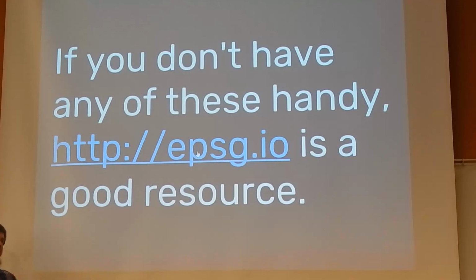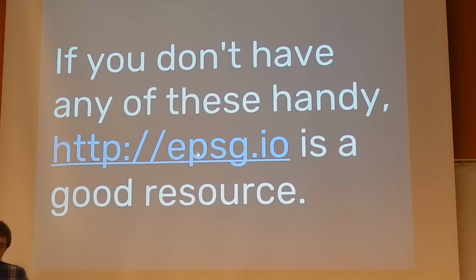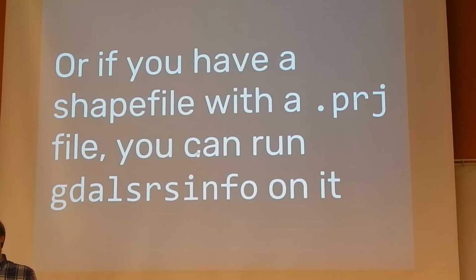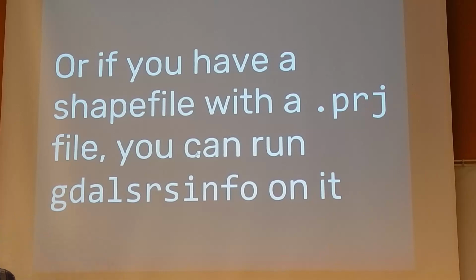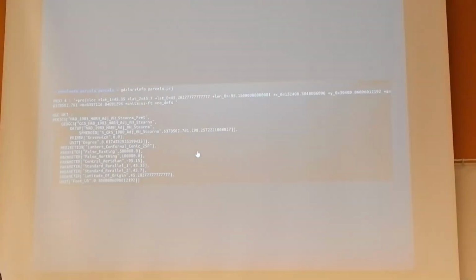Usually you would know. If you have a shapefile, you might know, but if for whatever reason you need to look it up, EPSG.io is a pretty good resource. If you have a shapefile with the PRJ file, you probably do. There's a program called gdalsrsinfo that you can run. I can't remember which suite of tools it's under, but if you have OGR and all that stuff installed, you probably have that on your machine.